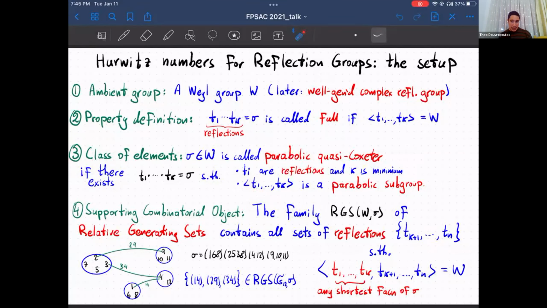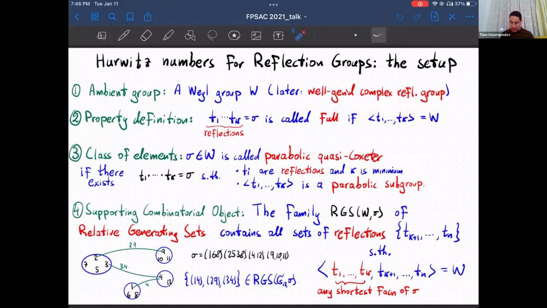An important object that appears here generalizes the idea I was talking about, connecting the cycles of the permutation with a relative tree. This is a relative generating set of reflections. So you start with your permutation sigma, or with your element sigma, and you consider sets of reflections that, if you add them to a reduced factorization of sigma, you get a collection that generates the whole group. So they're relative generating sets because they also need a reflection factorization of sigma to become truly generating sets.